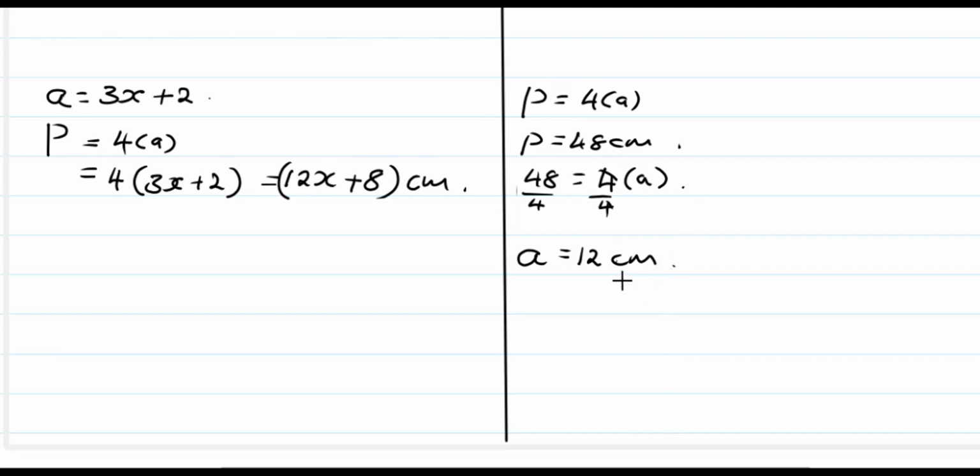And since a rhombus has 4 sides and all of them are equal, if you take 4 sides, which is 12 plus 12 plus 12 plus 12, because all of them are equal, you'll get 48 centimeters, which is the perimeter of that rhombus. So that's how we find the perimeter of a rhombus.